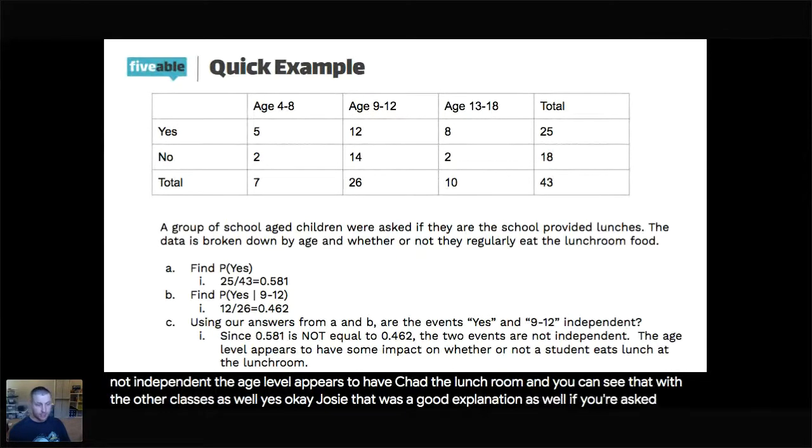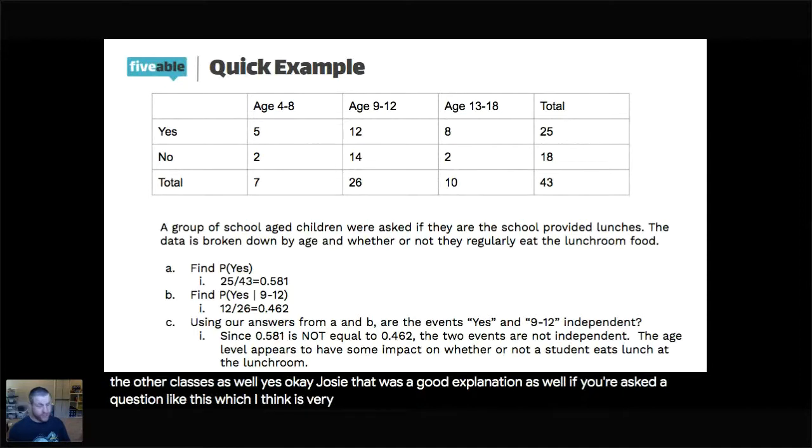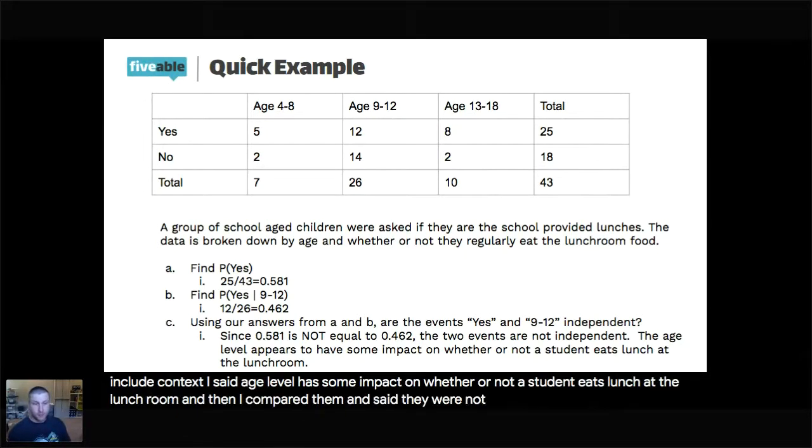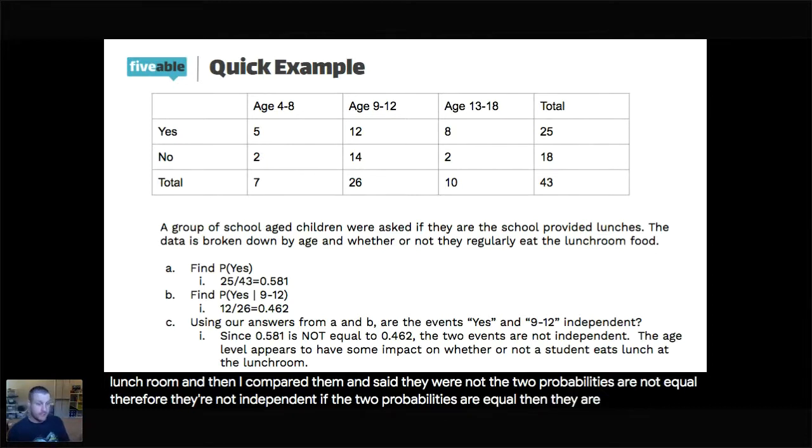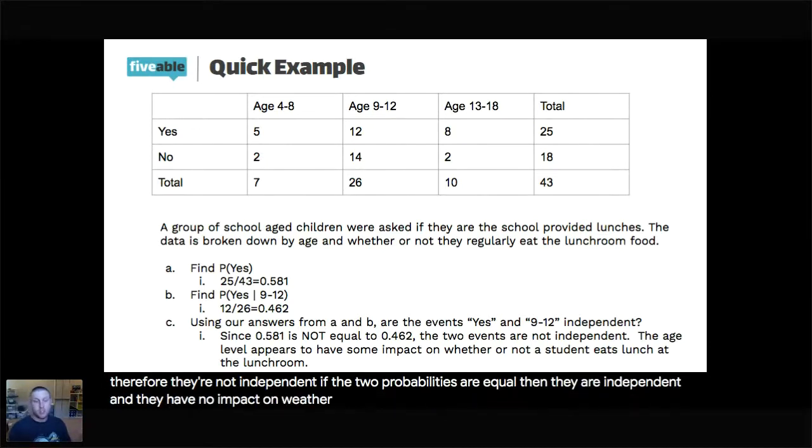If you're asked a question like this, which I think is very likely, or at least very possible, make sure that you include context. I said age level has some impact on whether or not a student eats lunch at the lunchroom. And then I compared them and said the two probabilities are not equal. Therefore, they're not independent. If the two probabilities are equal, then they are independent and they have no impact on whether. Okay. But anytime you're answering a question, just be sure to include context with your numbers or with your justification in this case.